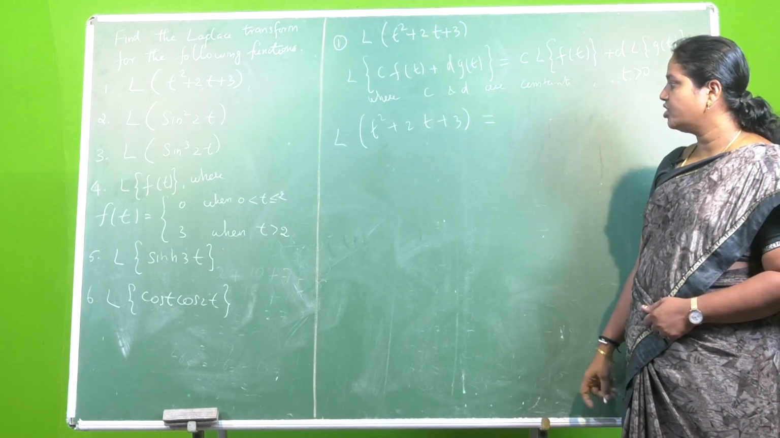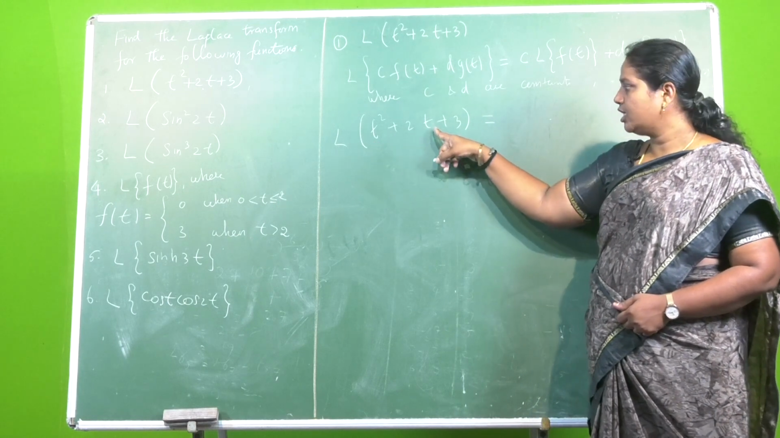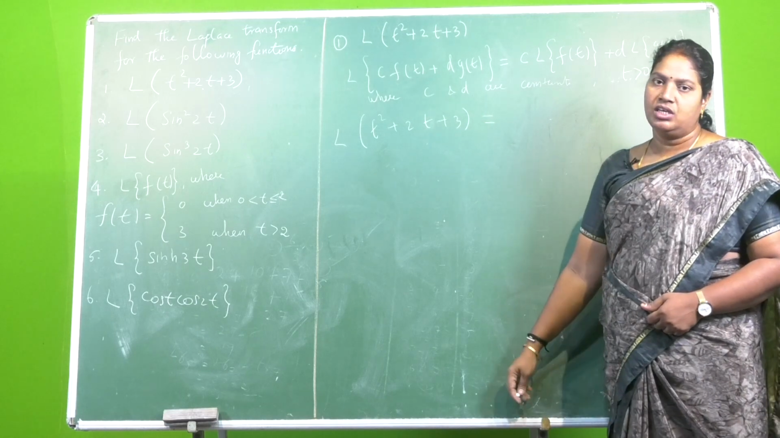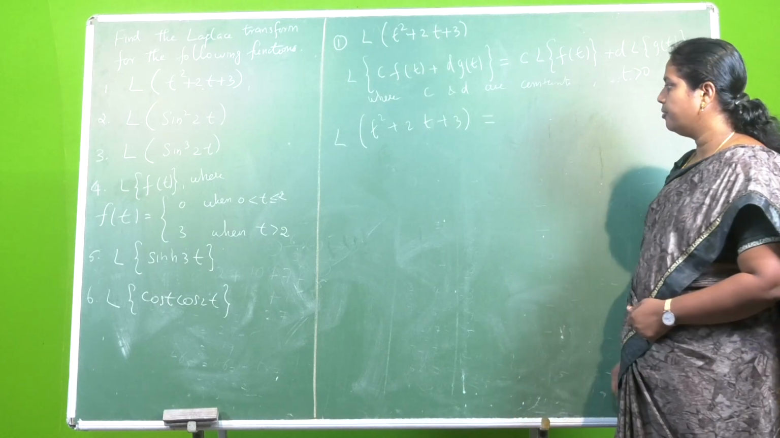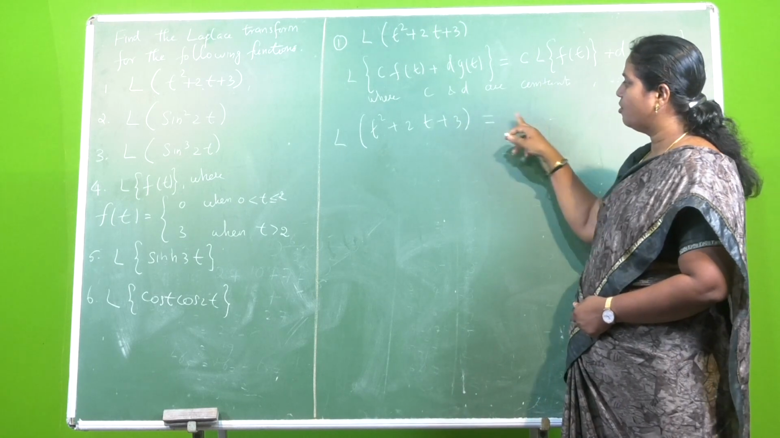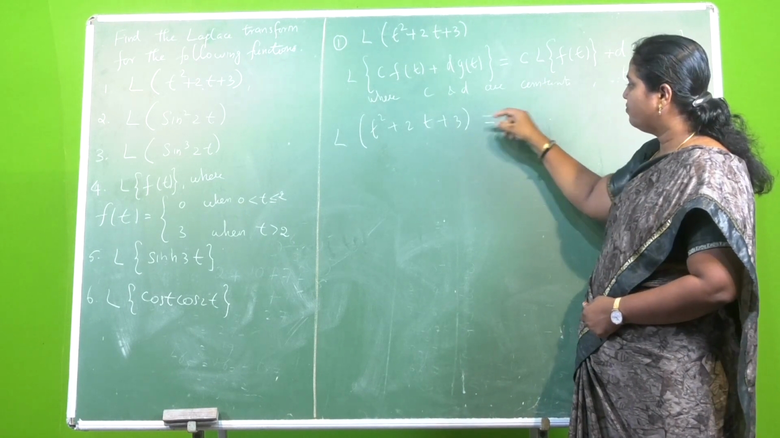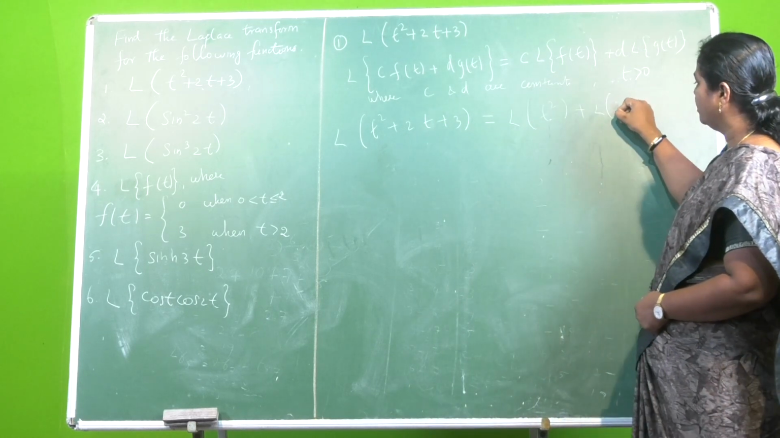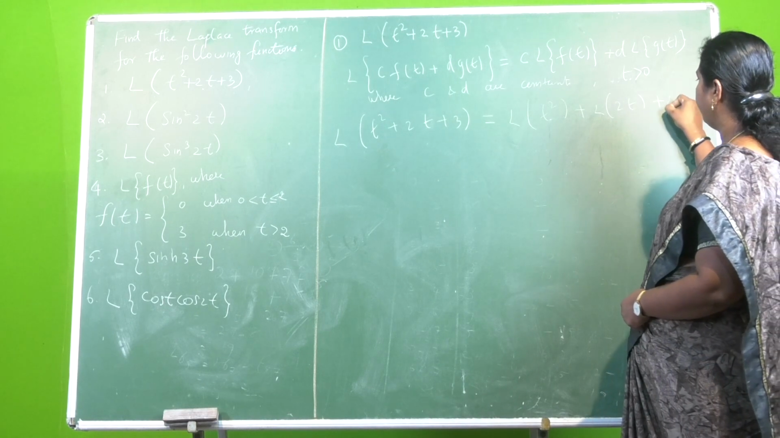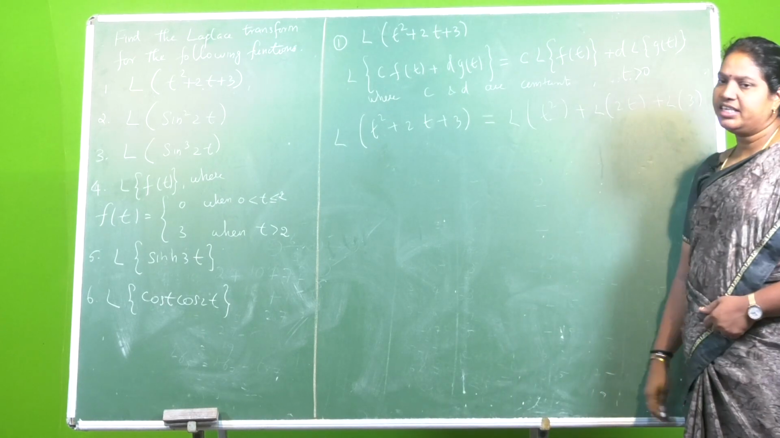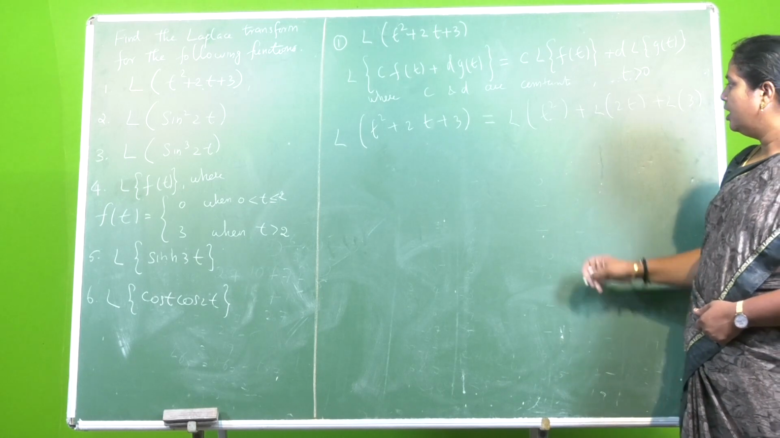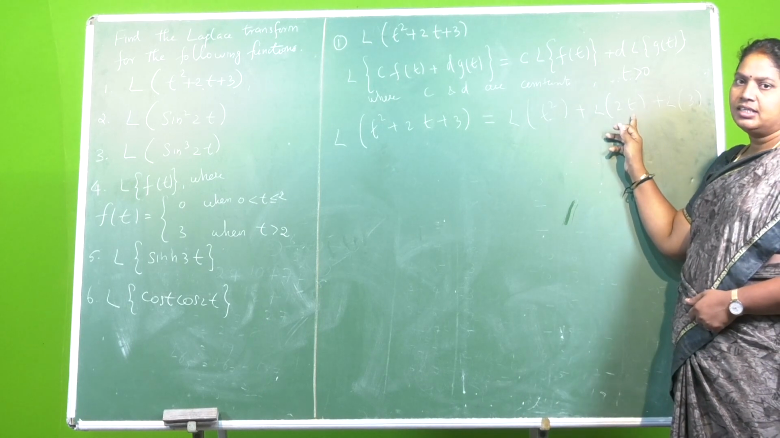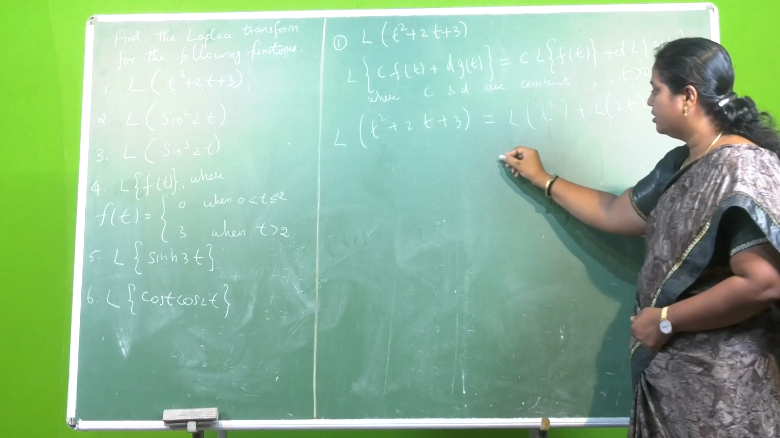Here, what are the functions? t square is one function, t is another function, and 2 and 3 are constants, and 3 times 1 is also a function, a polynomial of degree 0. Okay. So if I apply the linear property of Laplace transform, this will be nothing but L of t square plus L of 2 times t plus L of 3. Okay, and again we have to apply linear property, that we have to take the constants outside.